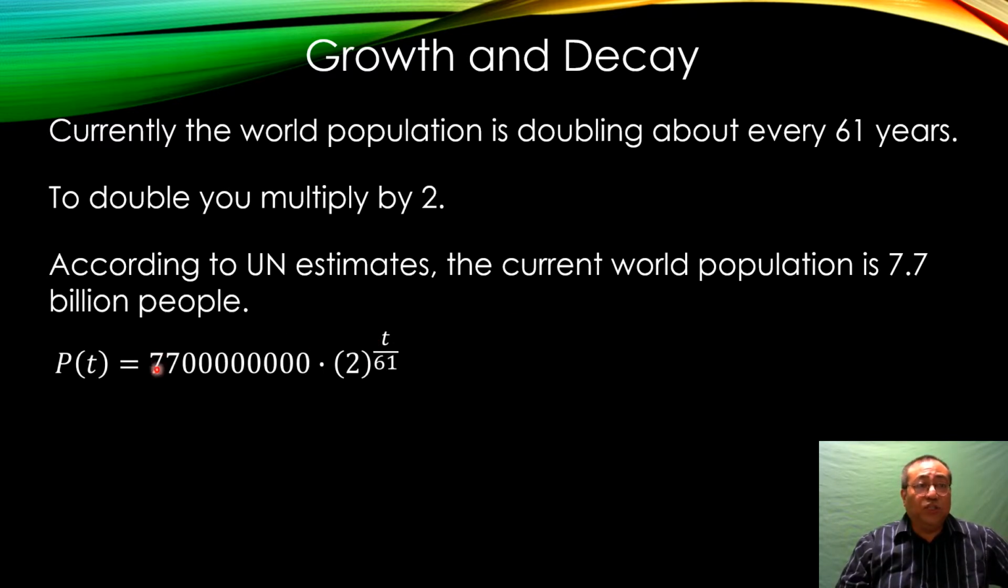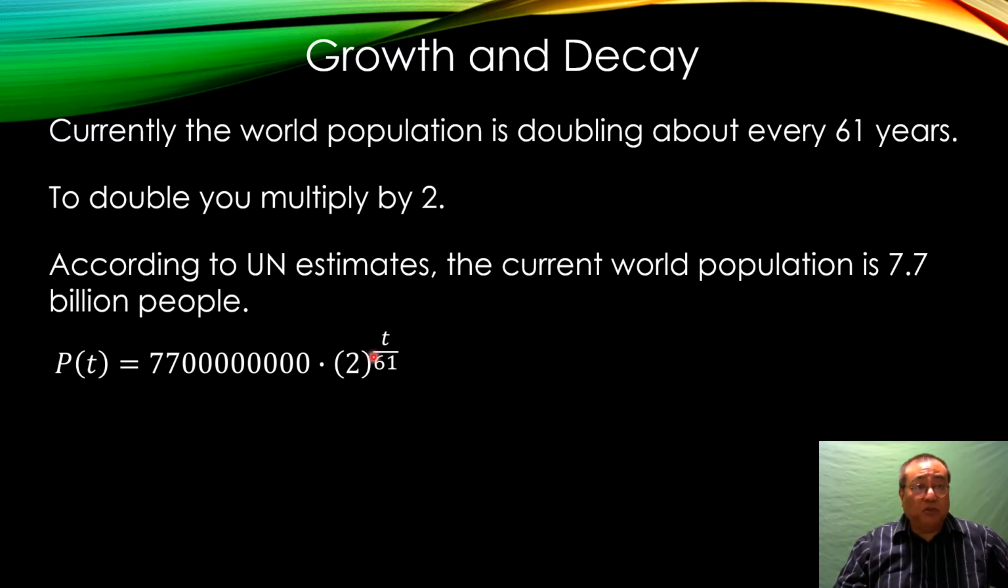So we have the original amount of 7.7 billion, and we want to double it. The population is doubling, so that's why the base is 2. And it says about every 61 years, so it's t over 61. Now, why is it t over 61? Well, for the exponent to be equal to 1, t would have to be 61. So 61 over 61 equals 1, so that'll be 2 to the first power.